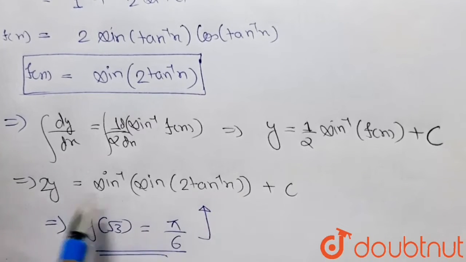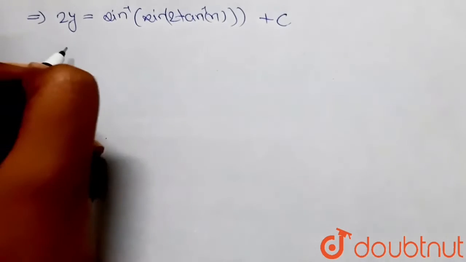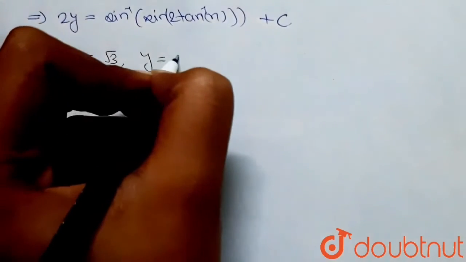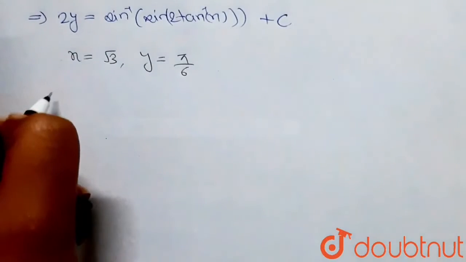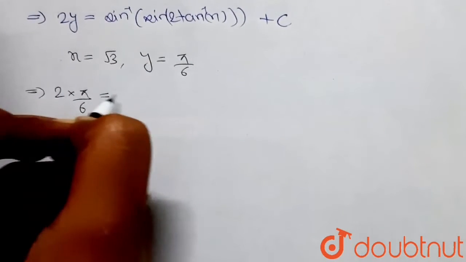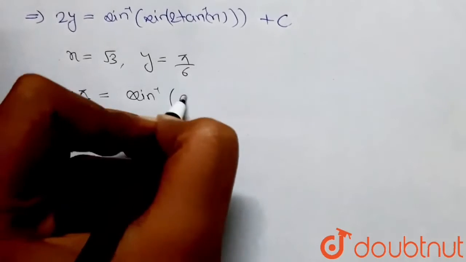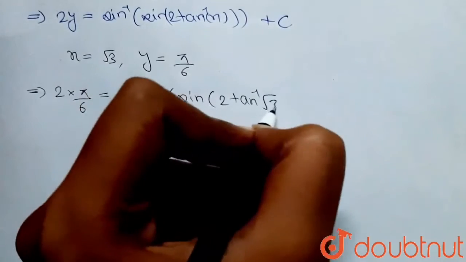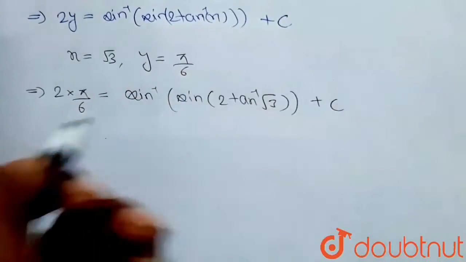So we basically have to put x as root 3 and y as pi by 6, right? So let's put here x as root 3 and y as pi by 6. So this will become 2 into pi by 6 equals sine inverse sine of 2 tan inverse root 3 plus c, right?